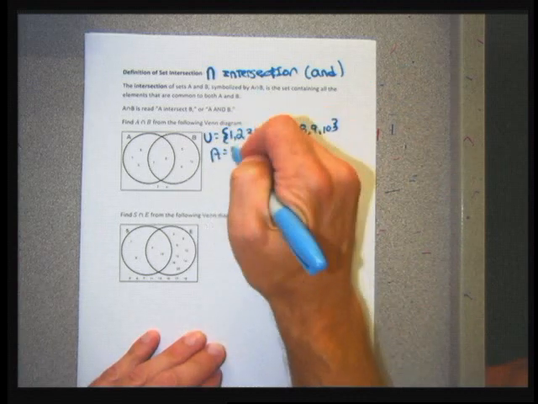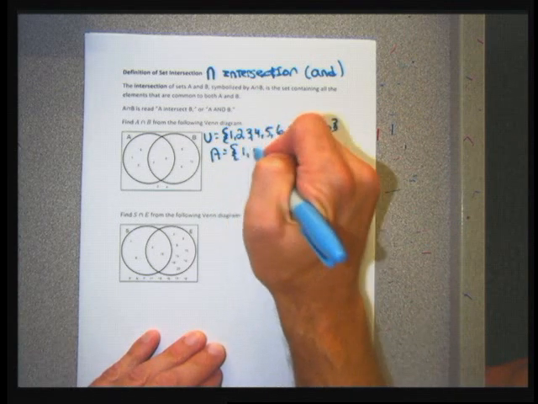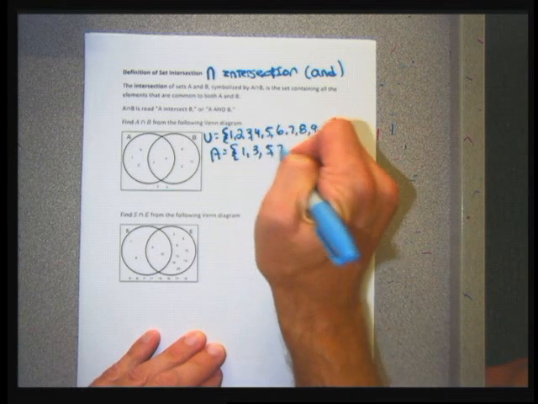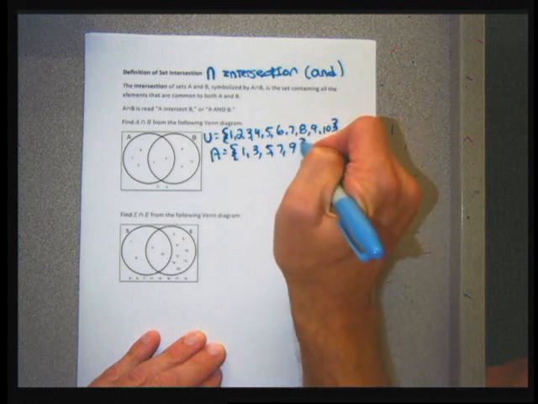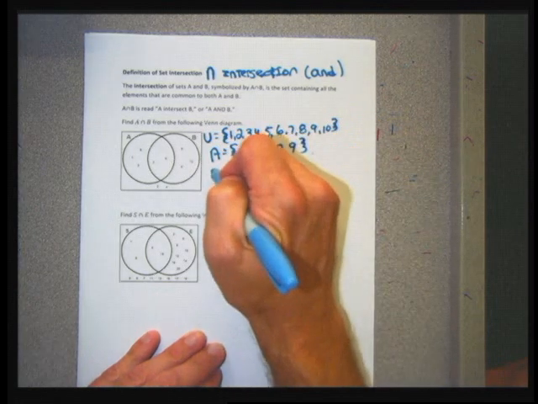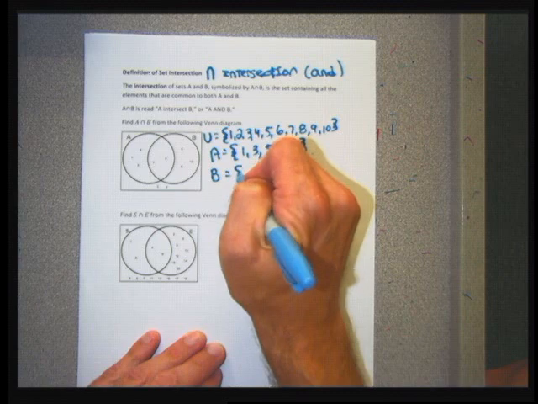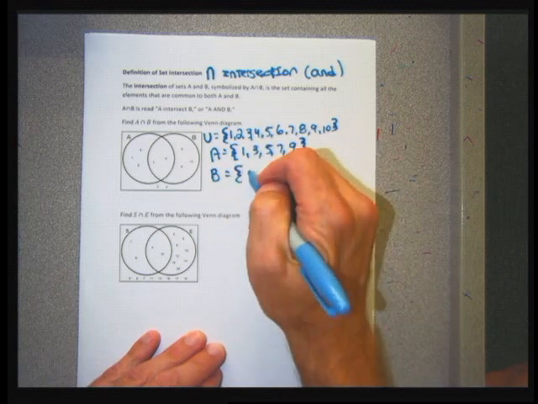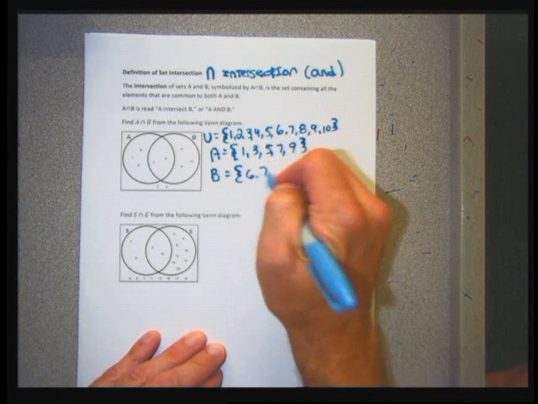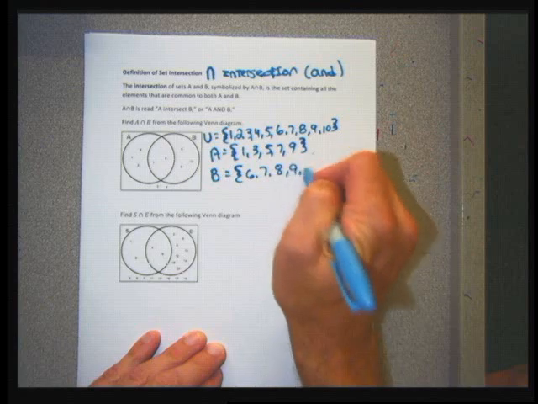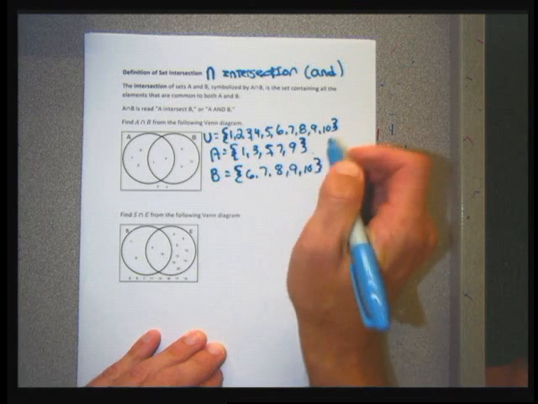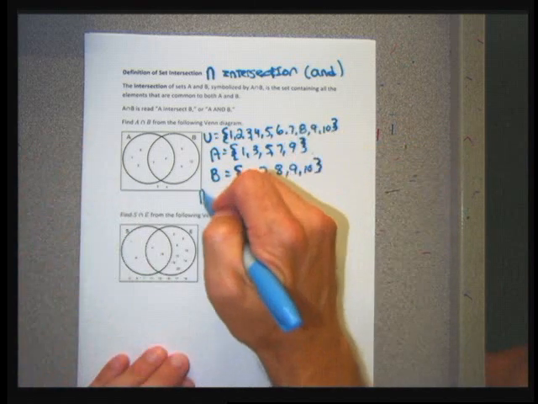A contains the odds, 1, 3, 5, 7, and 9. It probably wouldn't hurt just to have all the Venn diagrams at your fingertips so you don't have to keep creating the elements. So anyways, this problem asks me to find A intersection B.